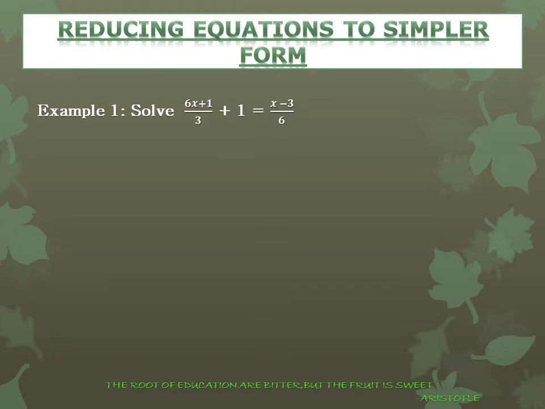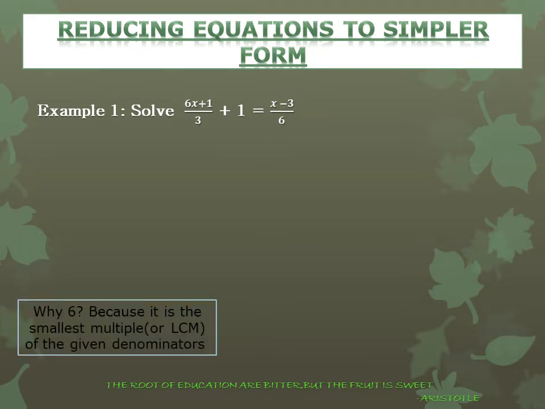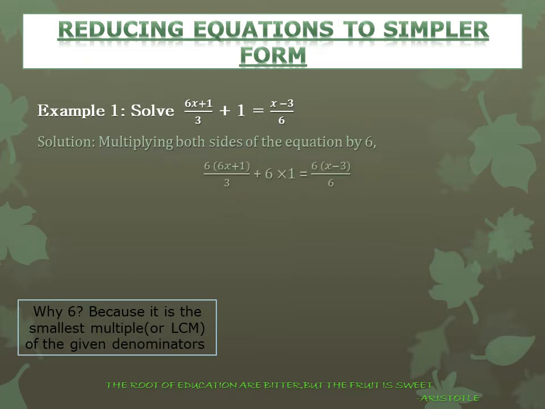For that, we have to take the LCM of the denominators. First step is we have to take the LCM of the denominators. That is, the LCM of 3 and 6 is 6. And then you have to multiply each term with this LCM, multiplying both sides of the equation by 6, which implies 6 into (6x + 1)/3 plus 6 into 1 is equal to 6 into (x - 3)/6.